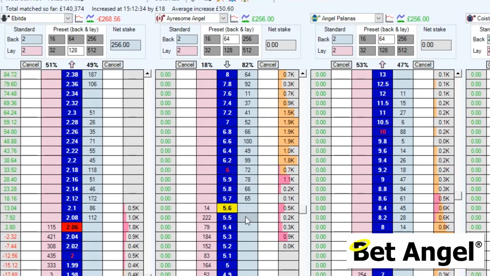So you develop a theme. You say, this is what I think is going to happen. The favourite's being backed, the favourite's being laid, this is being backed, this is being laid. And then once you commit a position to the market, that's when you start looking for the opportunity to exit.